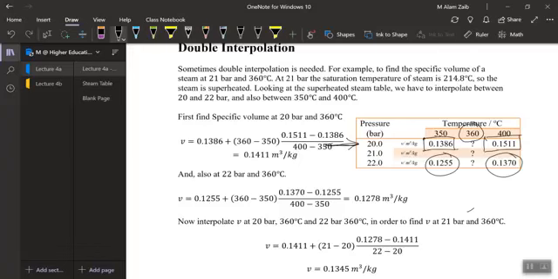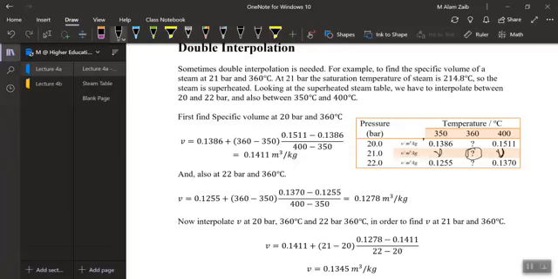For interpolation, if you remember, we must have the two extreme values. What I'm saying is, if I need to find a volume at 360 degrees centigrade and 21 bar, either I would have a volume known at this point and this point.